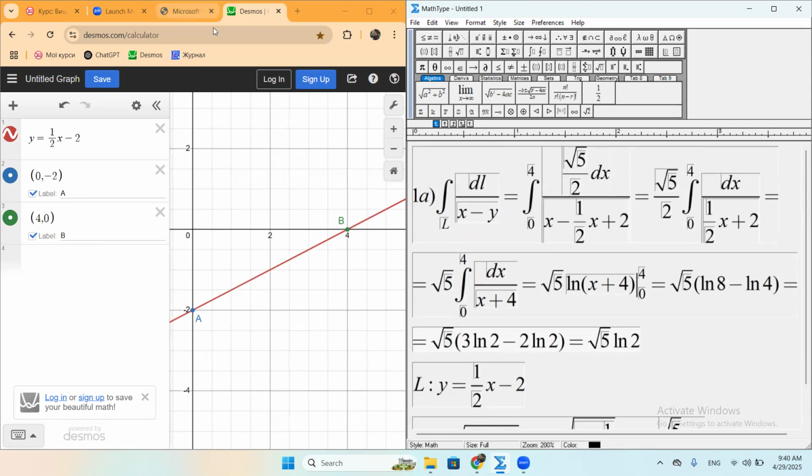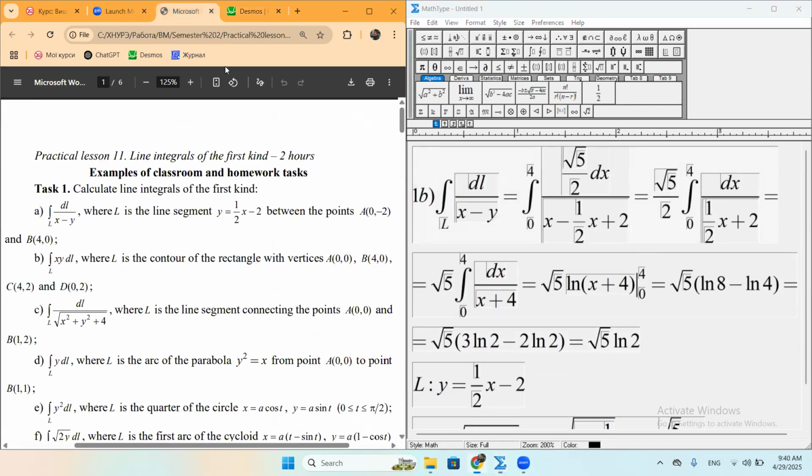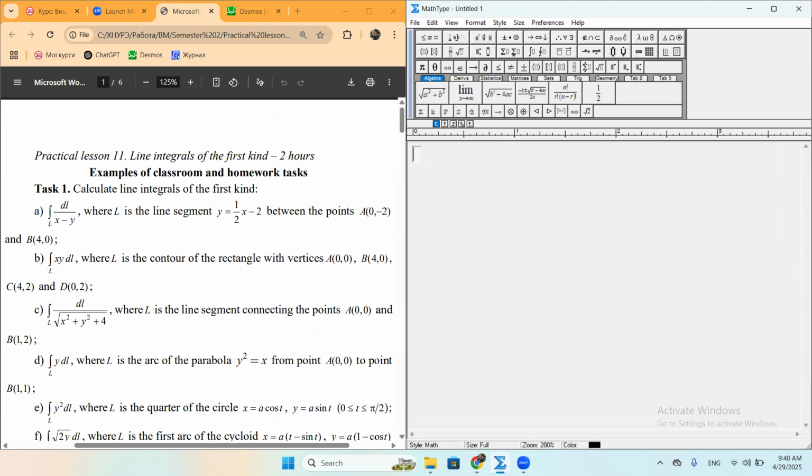Okay, I see that there are no questions. So let's move to the next exercise, exercise B. We have the following integral. Let's erase it. So 1B, the integral is the following: along the line L, x y dl.